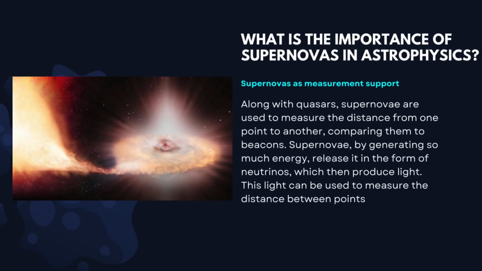Another importance of supernovae is that they act as a gauge because the immense explosion generates an incredible burst of light. This burst of light can help us determine the distance between celestial bodies. It plays a role similar to quasars, which can measure distance between objects.